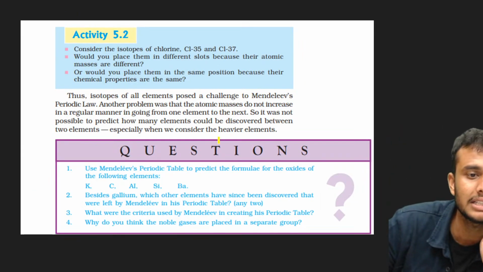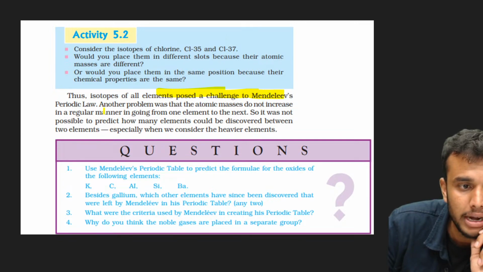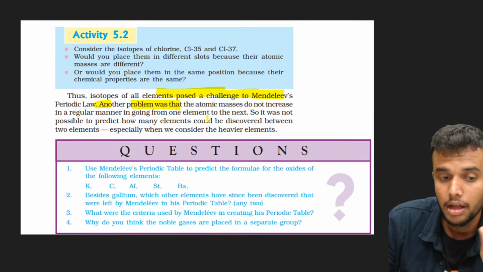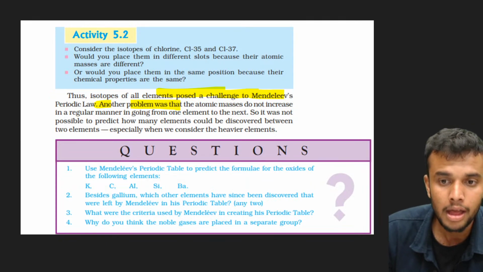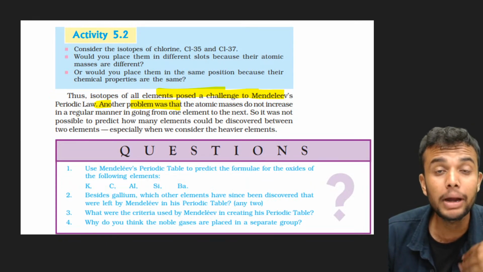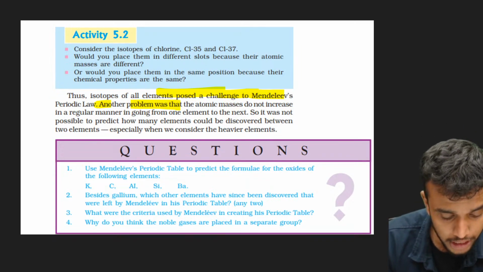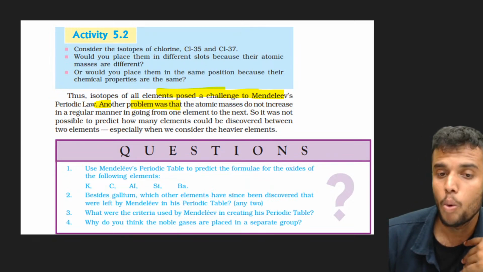Then isotopes of all elements pose a challenge to Mendeleev's periodic law. Another problem: he can't predict the isotopes. What are isotopes? They have the same atomic number but different atomic mass. Due to that, he couldn't predict them. This is also one of the limitations.